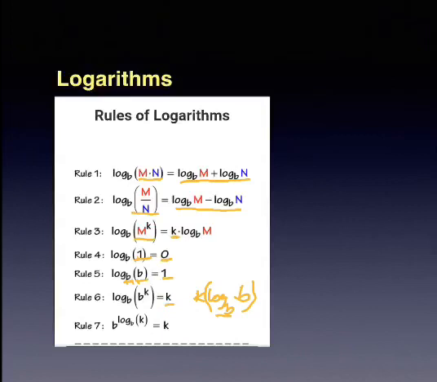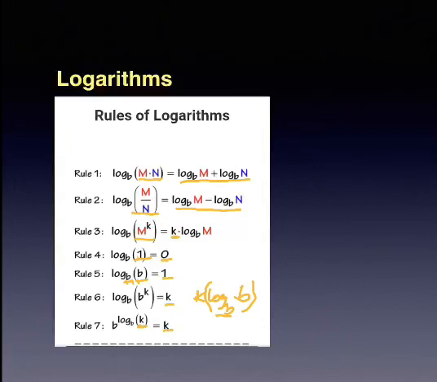Then the last rule that we have here, rule number 7, is the end log. The log has got base b, and the same base is used to raise the whole log. Then the outcome will be the argument, which is k, as can be seen.